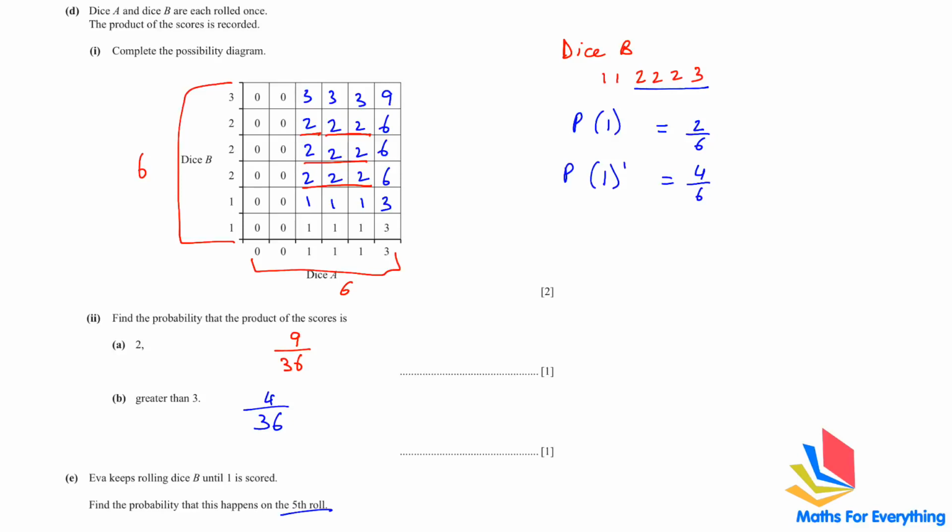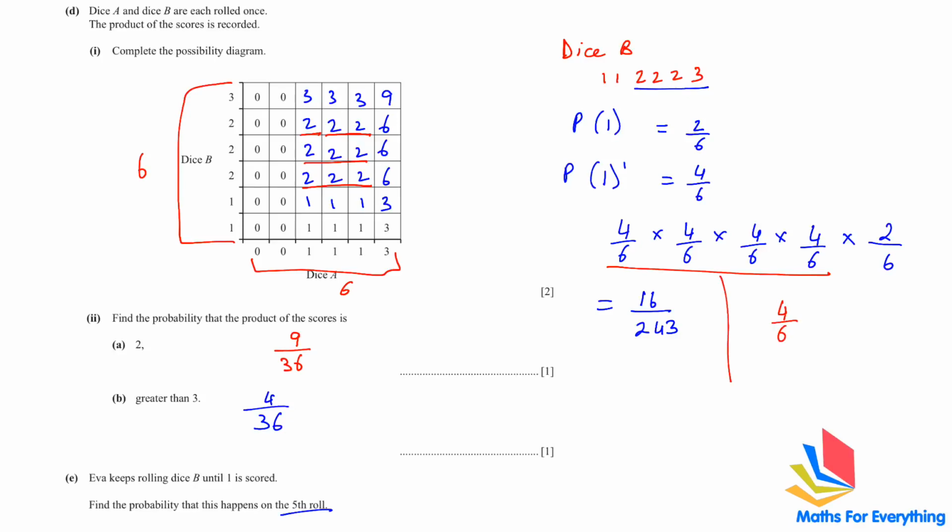Eva gets a 1 on the 5th roll. So it will be 4 over 6 times 4 over 6 times 4 over 6, 4 times it will not be 1, but in the 5th one, she will get a 1. So this will give us the probability 16 over 243. We could have written this also as 4 over 6 to the power of 4 because we are multiplying the same number 4 times, multiplied by 2 over 6. Easier to put in the calculator.